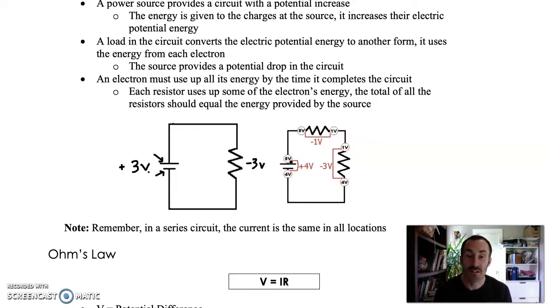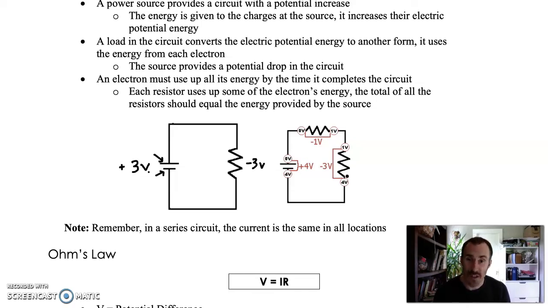We have to remember then that the amount of current in any location is going to be the same. Okay, current is the flow of electrons. So it's not like electrons are disappearing when they travel through this resistor. Their energy is being used up, being turned into something else.